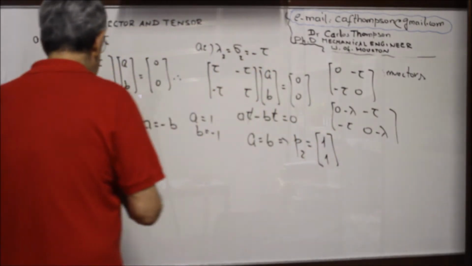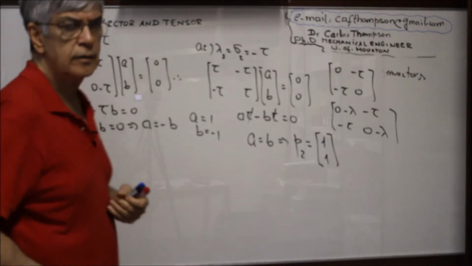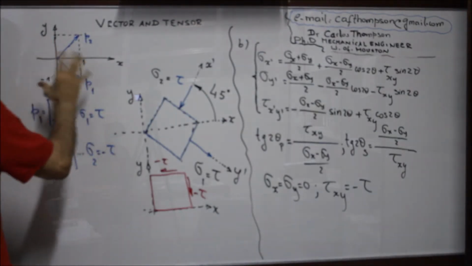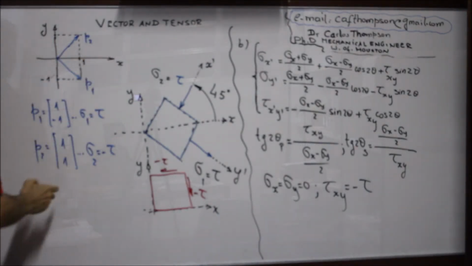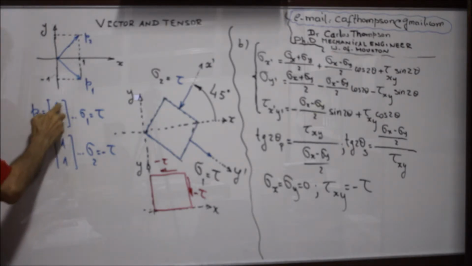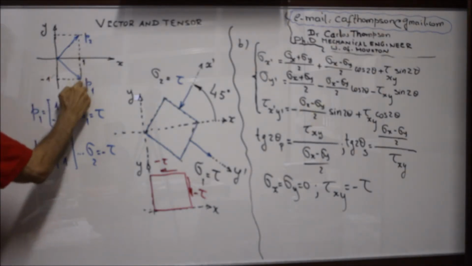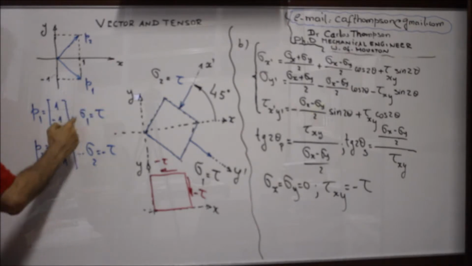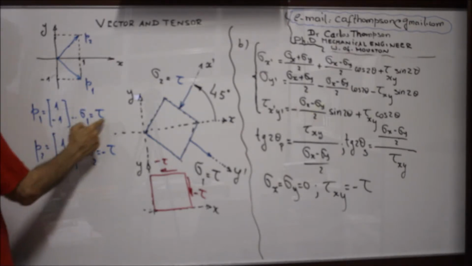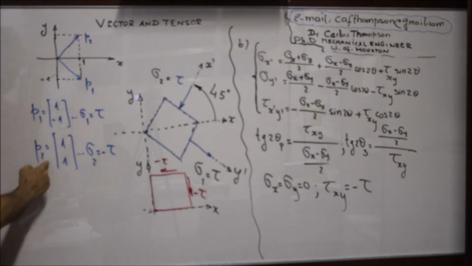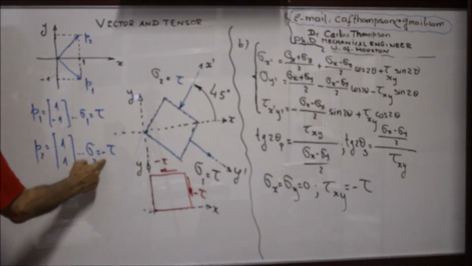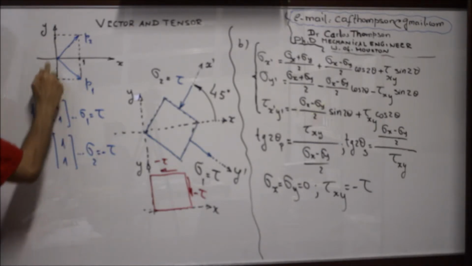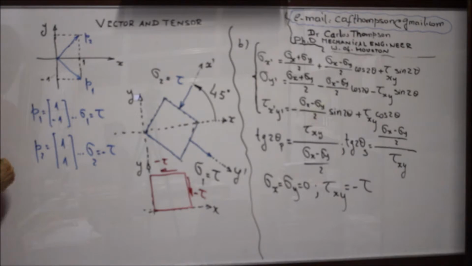Now let's draw this. So, the eigenvectors P1 and P2. You see, P1 is (1, −1). It corresponds to sigma 1 equal to plus tau. And P2 is sigma 2 equal to minus tau, and it is (1, 1). So (1, 1) is P2.